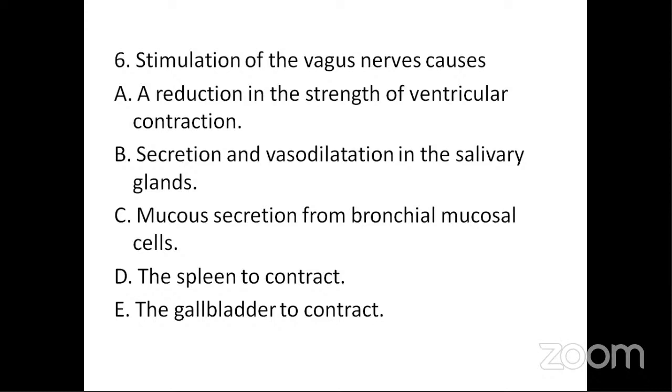And stimulation of the vagus nerve causes the spleen to contract. False. It is sympathetic activity that causes the spleen to contract, not the vagus nerve. And stimulation of the vagus nerve causes the gallbladder to contract. True. This, together with relaxation of the sphincter of Oddi, drives bile into the duodenum. This is about stimulation of the vagus nerve.